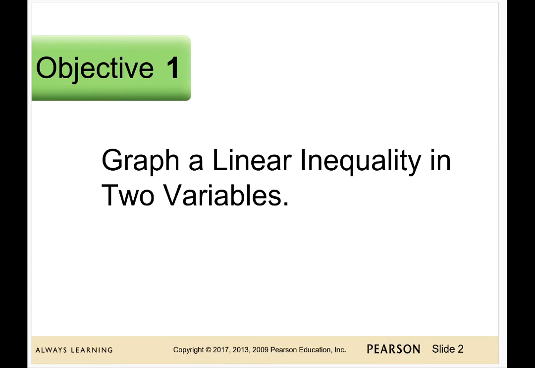All right, so let's talk about how we graph a linear inequality in two variables. If you need to, you can look at how we graph a linear inequality in one variable. You can look back at my MAT 0022 class, chapter 2, section 9. That video talks about how to graph a linear inequality in one variable. But today we're going to talk about how we do two variables.